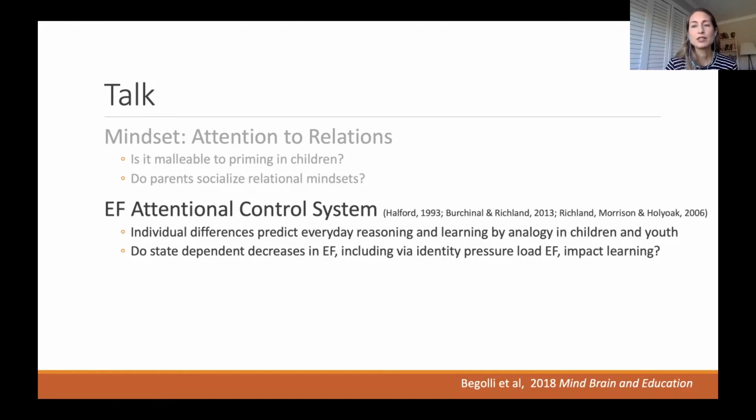In young children, we've done a fair number of studies showing that early executive function predicts later analogy development. I'll just talk a little bit about work showing correlations between individual differences in executive function and early childhood reasoning, as well as in later childhood, when we're looking at more school-based kinds of learning, we see that executive function still seems to play an important role.